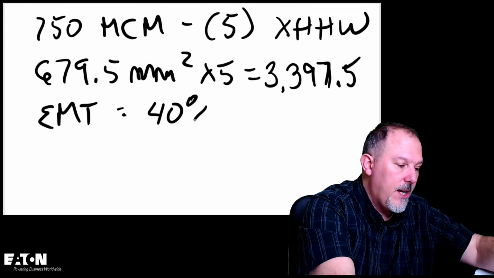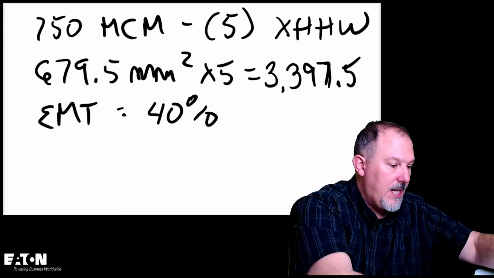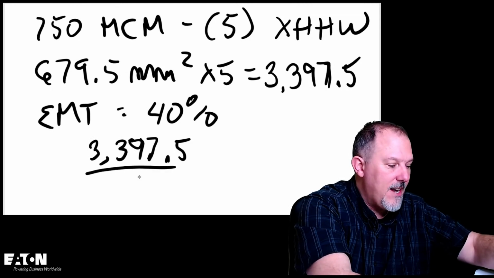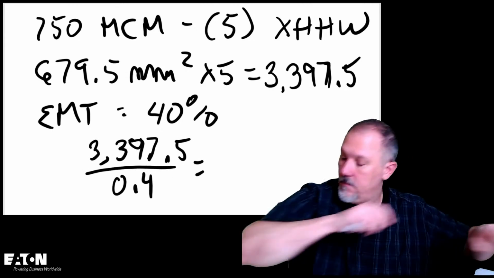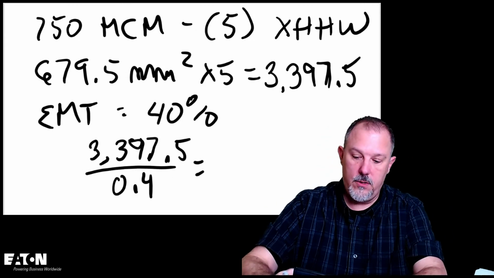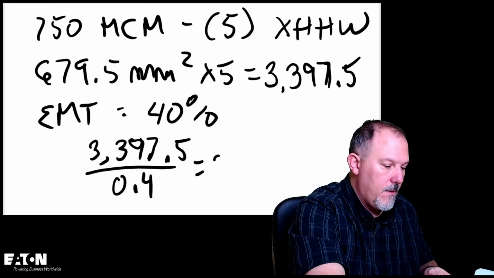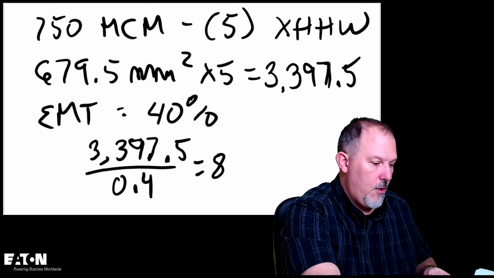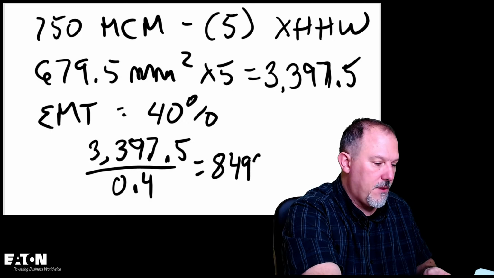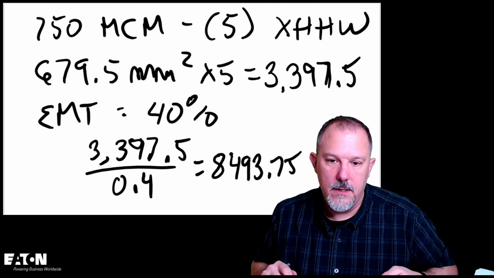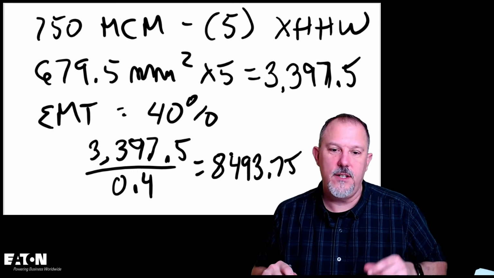So 40%. So what I would do is take 3,397.5 divided by 0.4 is equal to 8,493.75.